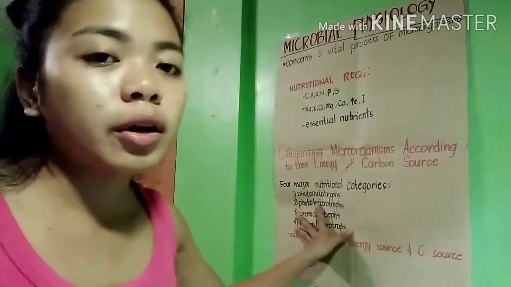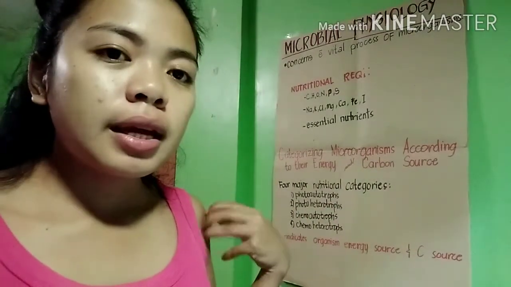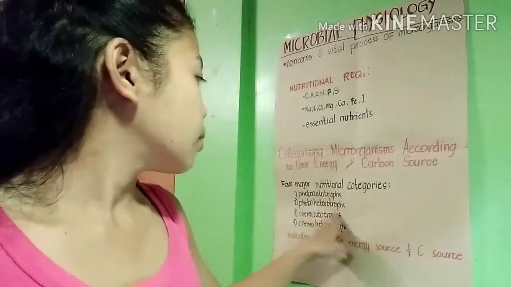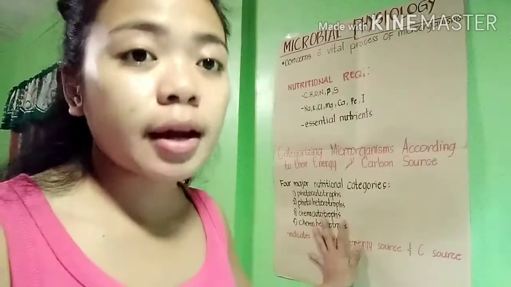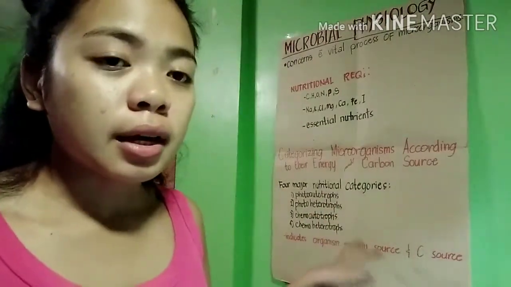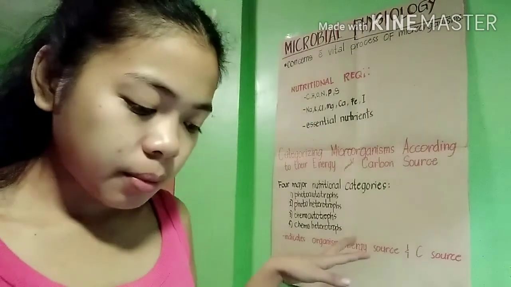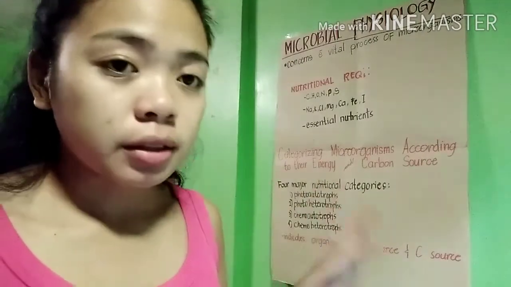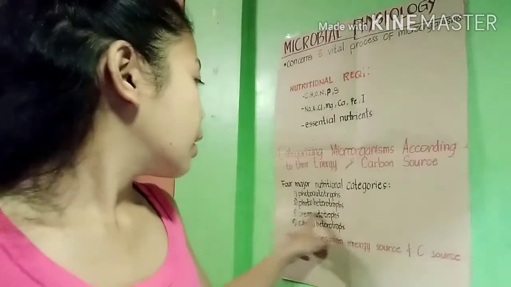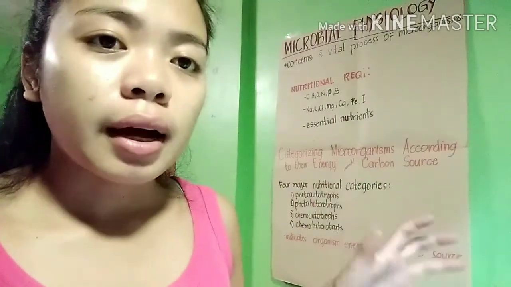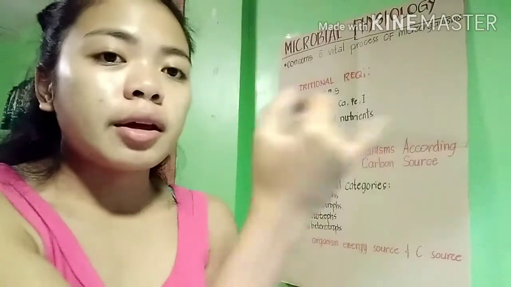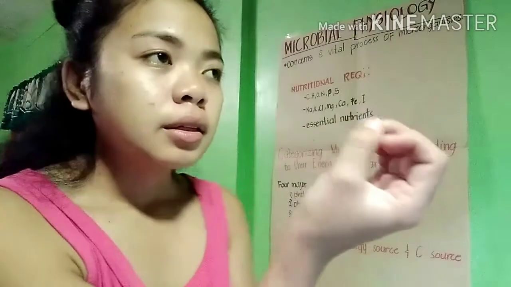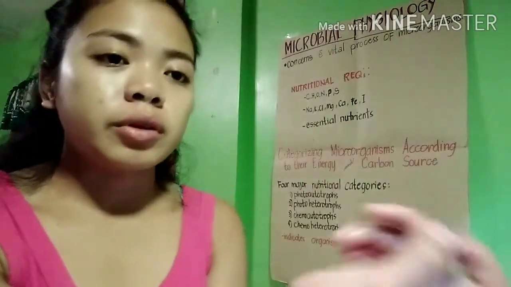Then the next is photoheterotrophs. It also uses light as an energy source, with organic compounds other than carbon dioxide as a carbon source. So it needs light as an energy source and organic chemicals as the carbon source.